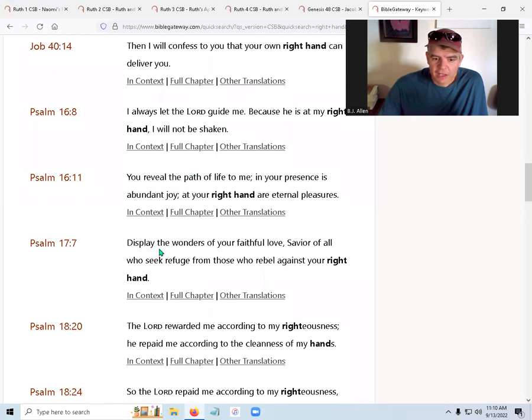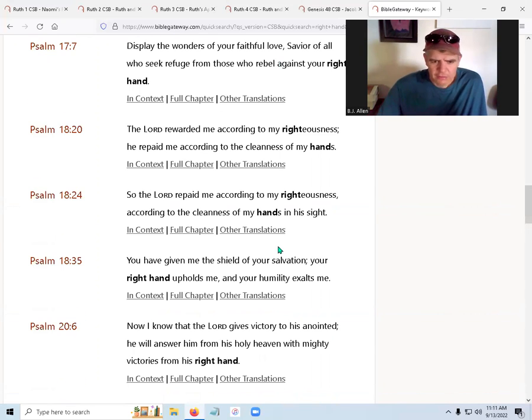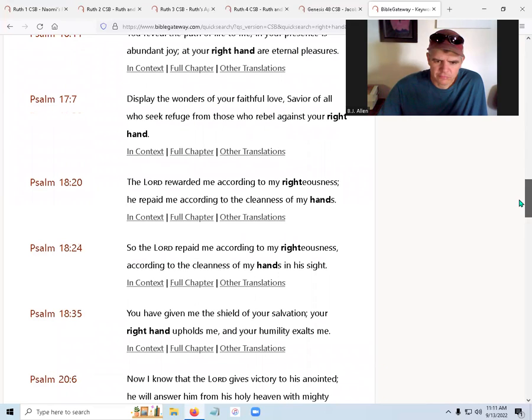Psalm 17:7. Display the wonders of your faithful love, Savior of all who seek refuge from those who rebel against your right hand. You're seeking refuge from someone. Who is it? People who rebel. People who are rebelling from God's right hand. God's right hand is powerful. The right hand is the thing. People rebel from that. God protects them from those rebels. Okay, guys. Your right hand upholds me, and your humility exalts me. Pretty cool, huh? So his power and his humility holds us up.